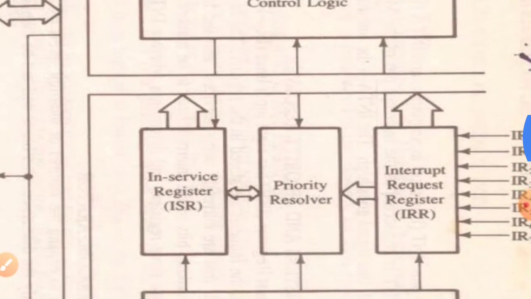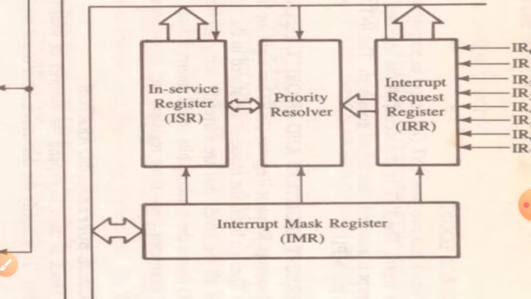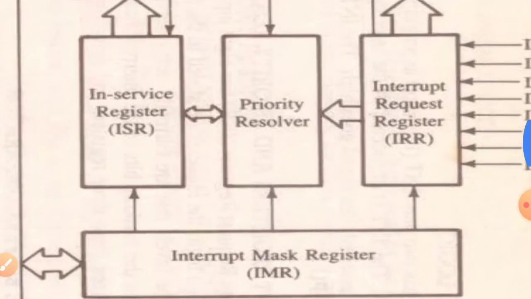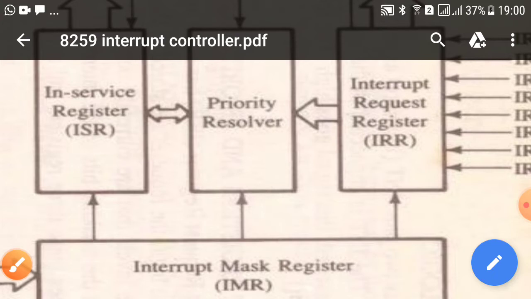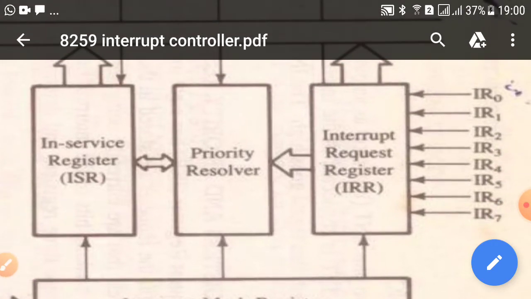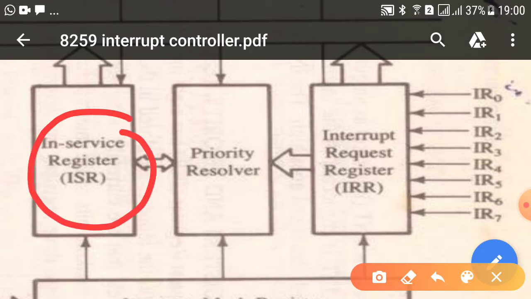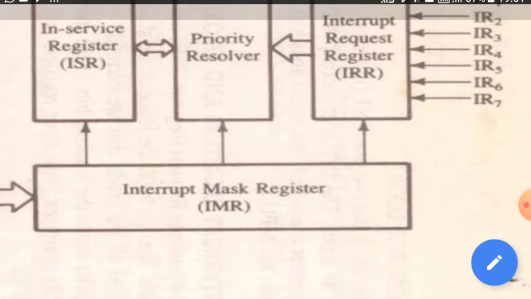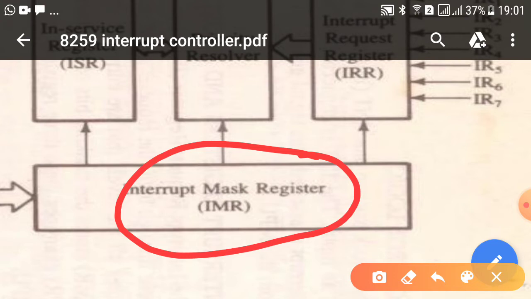Now, let us discuss the different registers which are used in the 8259. First is the interrupt request register. This interrupt request register has 8 input lines from IR0 to IR7. When any of these lines goes high, the request is stored in the register. Now, the second register is the in-service register. The in-service register stores all levels of the interrupt that are currently being served. And the third one is the interrupt mask register. This interrupt mask register stores the masking bit of the interrupt line to be masked. The interrupt which we want to mask is stored in this interrupt mask register.